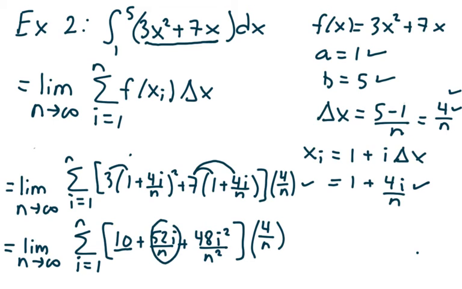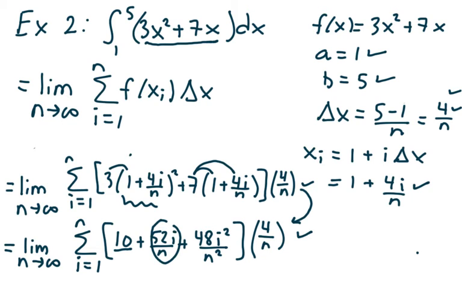And so I get 10 plus 52i over n plus 48i squared over n squared, and I'm going to take that quantity times delta x, which is 4 over n. So that's that last line. And so to get from here to here is a little bit of algebra. You've got to square out 1 plus 4i over n, distribute the 7 in, distribute the 3 in, and combine like terms.